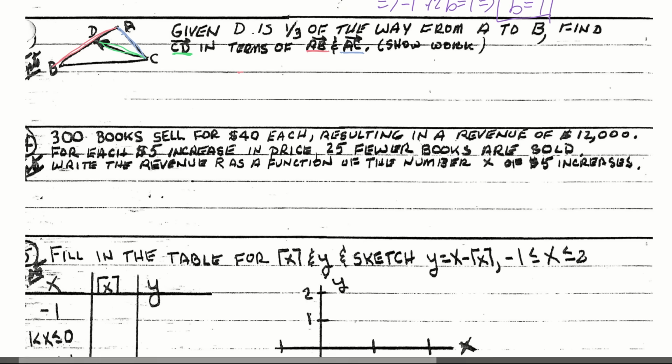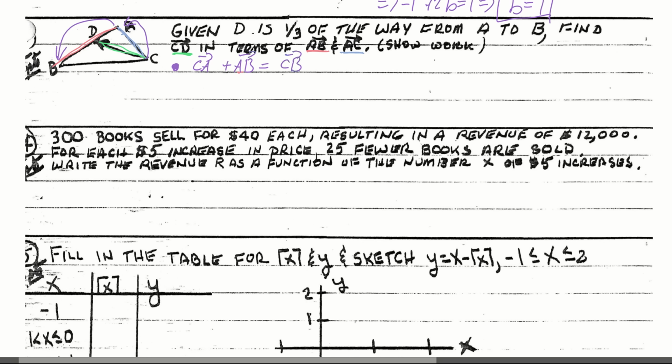Our purple equation is going to be C to A, and then A to B. So we're saying CA plus AB equals CB. All right.